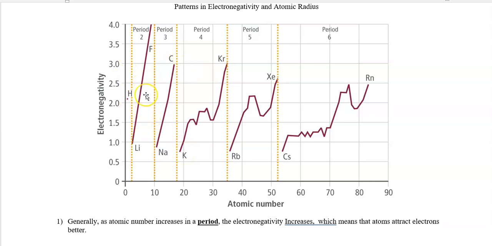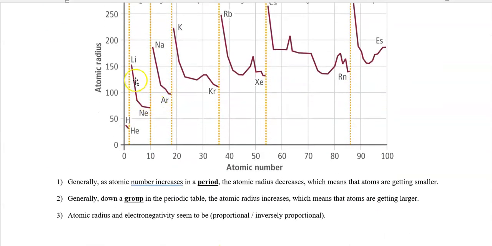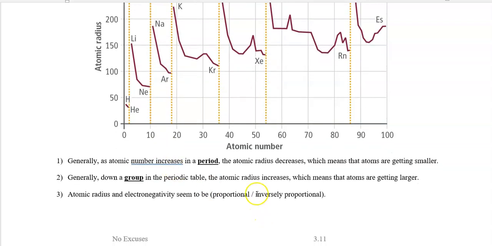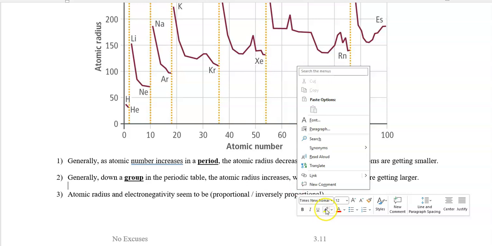It seems to me they have the opposite pattern. Like if we look at period 2 here, the electronegativity is shooting up, whereas here in period 2, the atomic radius is going down. It kind of levels off, but it goes down pretty steeply at first. So they are inversely proportional. When one goes up, the other goes down.